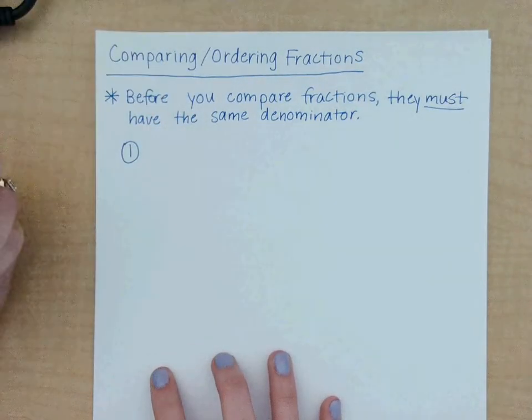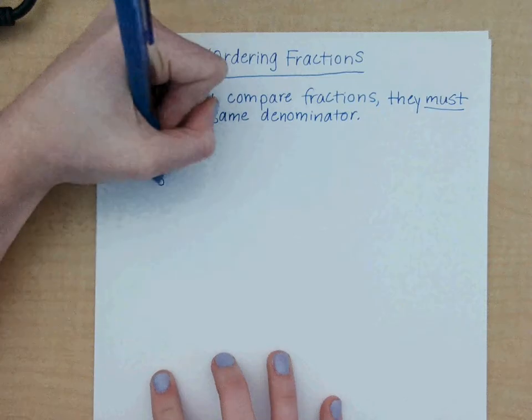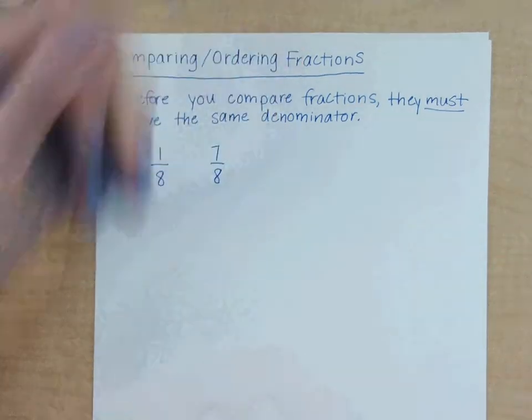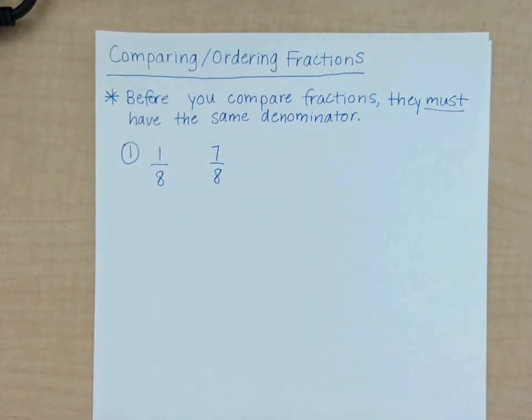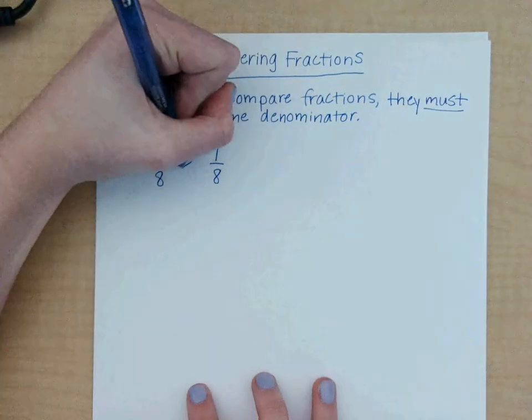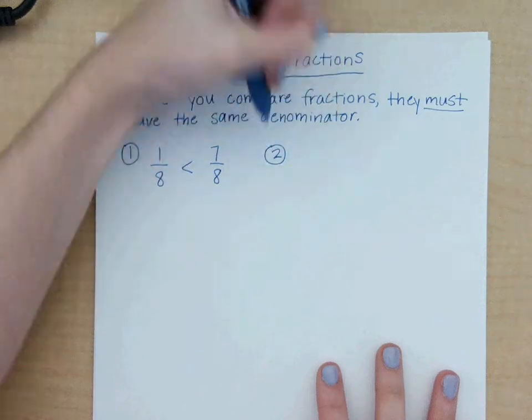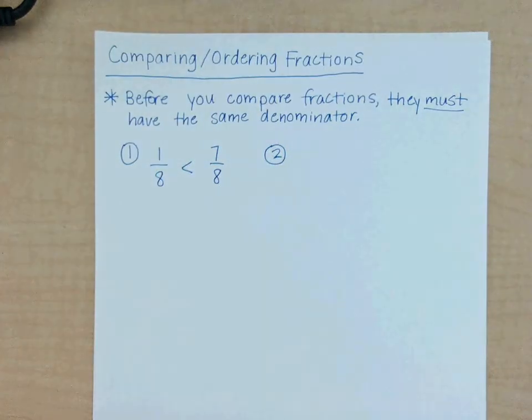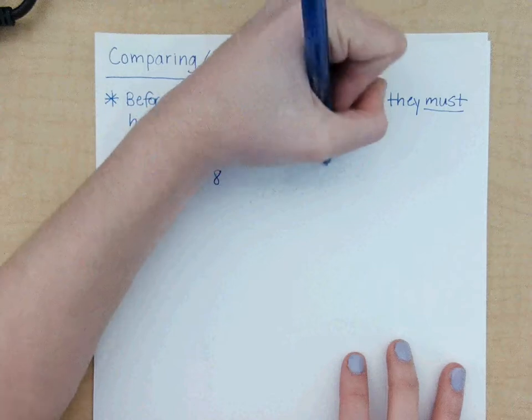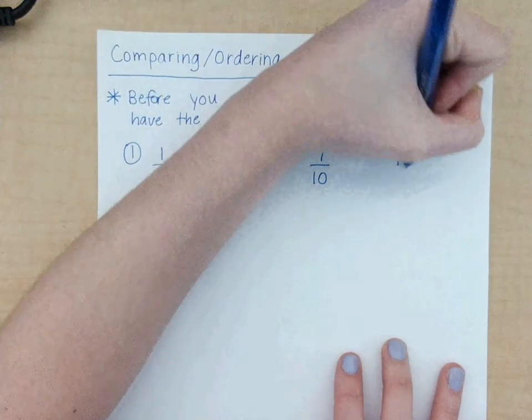So let's look at some examples. Let's say I want you to compare 1/8 and 7/8. Do they have the same denominator? Yes. So can we compare them? Yes. Which is greater? 7/8. So I write my symbol. That's easy. Okay?